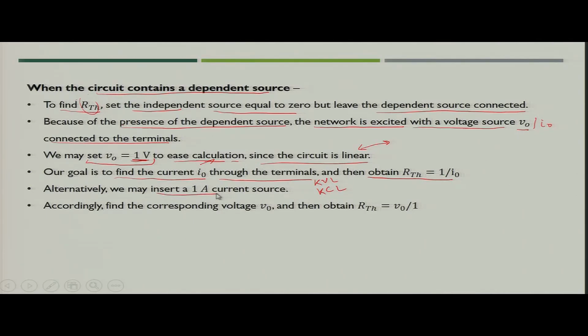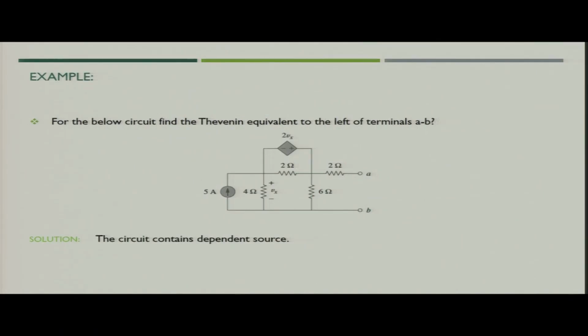Or we may insert 1 ampere current source. So, this will give you the RTH value as V naught upon 1 because 1 is the value of current source. Now, let us understand this concept of how to solve the circuit when we have the dependent source with the help of one example.